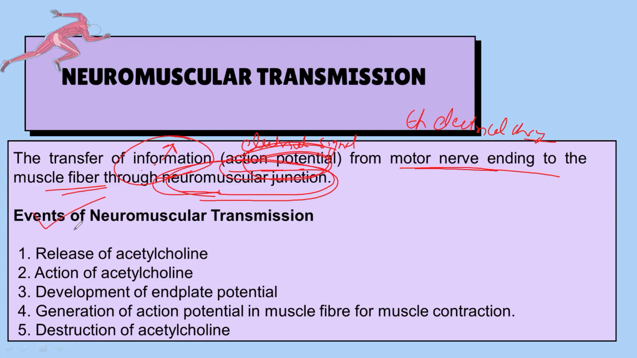And this neuromuscular transmission involves these events. The first one is the release of acetylcholine, action of acetylcholine, development of end plate potential, generation of action potential in muscle fiber, which is responsible for the muscle contraction. And in the last, there is a destruction of acetylcholine. These are the various events.